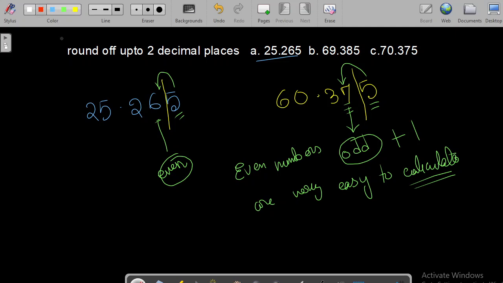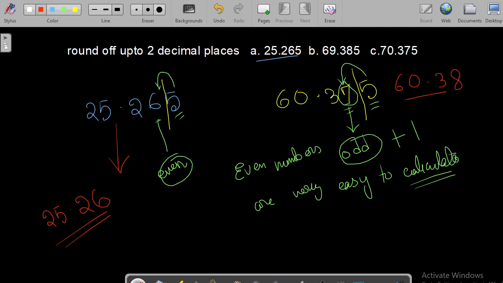So as you can see here, the approximated number after two decimal places becomes 25.26. Actually it remains 25.26, but in case of the second number, since the digit before the cutoff line is odd, we add 1 to it and it becomes 60.38. It becomes an even number. This is the rule of approximation, if we have 5 after the cutoff line.